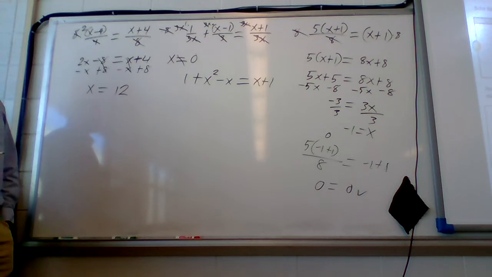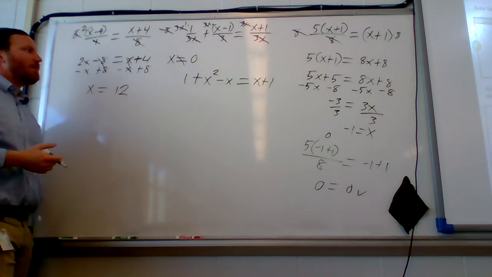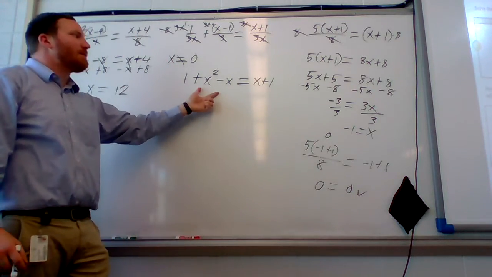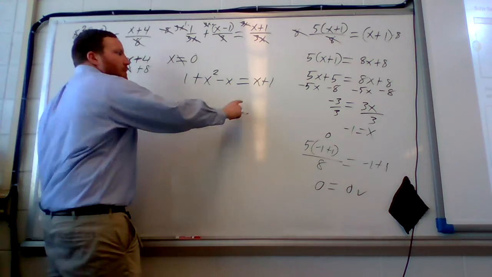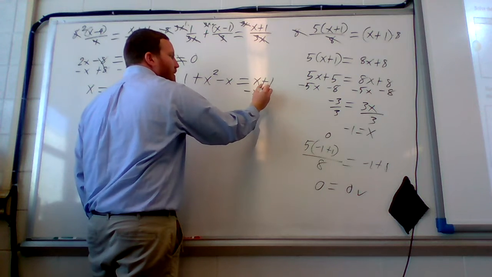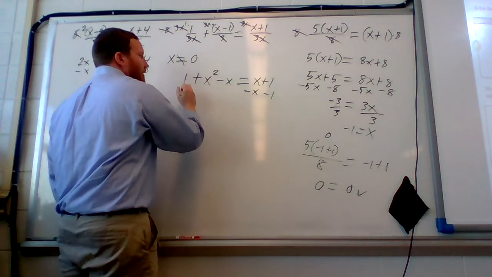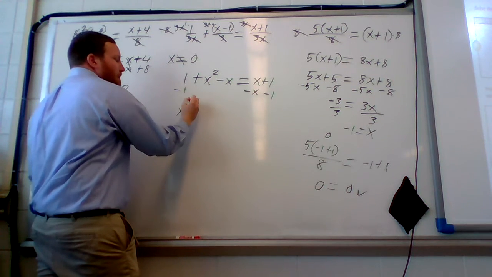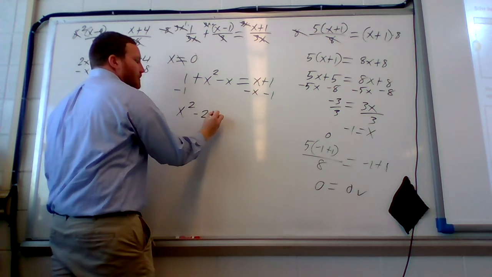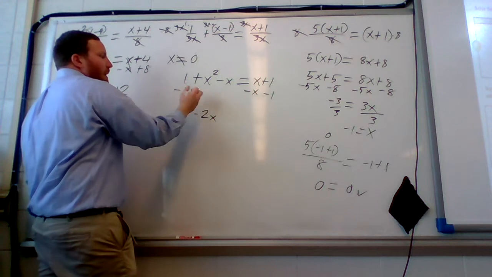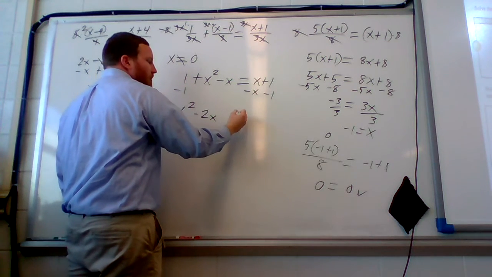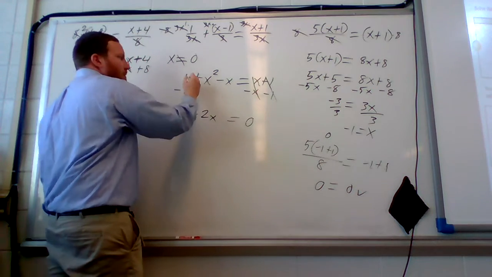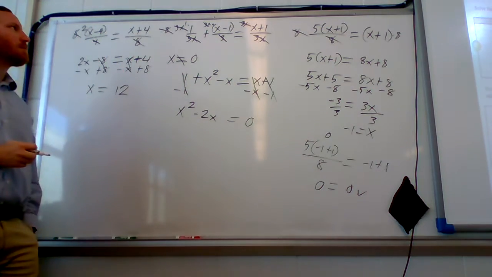So now we need to solve. Well, we've got an x squared this time, meaning we can't solve like we did our linear equations. We're going to have to get everything to one side of the equation to solve. So I'm going to subtract my x over, and I'm going to subtract my 1 over here as well. So that's going to give me x squared minus 2x. 1 minus 1, that's going to give me 0 equals 0, right? Because everything else on the side canceled.